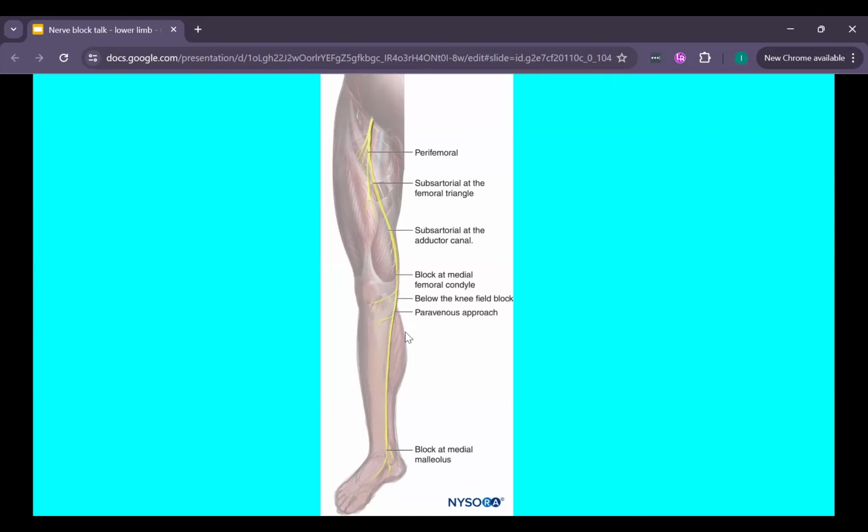So just in that medial proximal tibial area, that can be done by a subcutaneous wheal. We normally do it in this distal third region. It's mainly skin of that lower leg, and also provides some infrapatellar anesthesia for the knee joint as well.